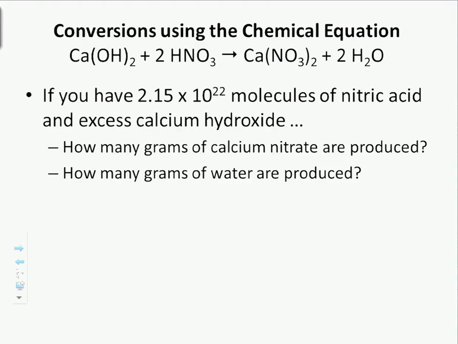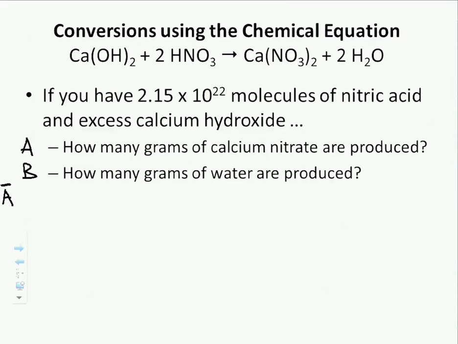All right, give this one a try. This is very similar once again, except for now we're looking at molecules instead of just simply grams. So instead of starting out that last part with grams, we're starting it out with molecules. So that means we have to use Avogadro's number to convert.